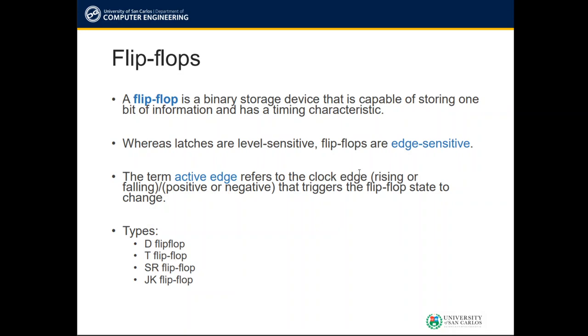It refers to the clock edge, which is either a rising or positive edge, or on the other hand a falling or negative edge. Rising edge is from 0 to 1 or low to high voltage, whereas the negative or falling edge is from high to low or 1 to 0. There are 4 types of flip-flops: the D flip-flop, the T flip-flop, SR flip-flop, and JK flip-flop.